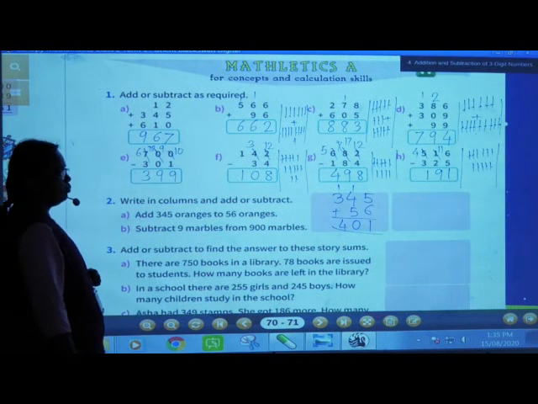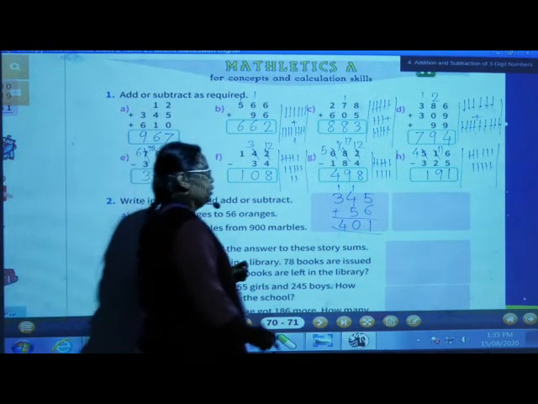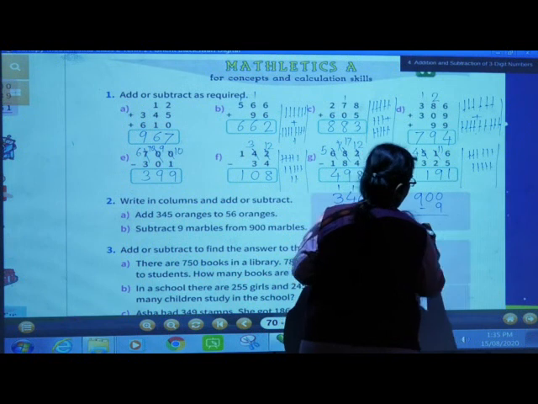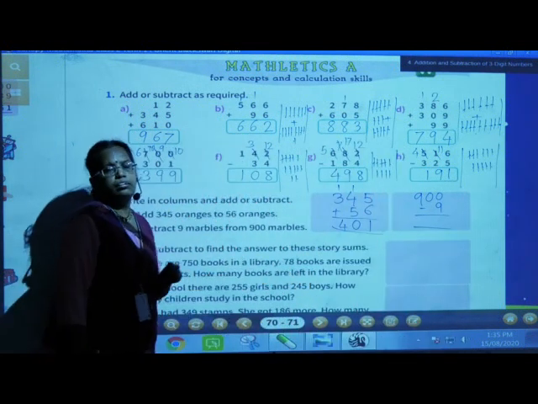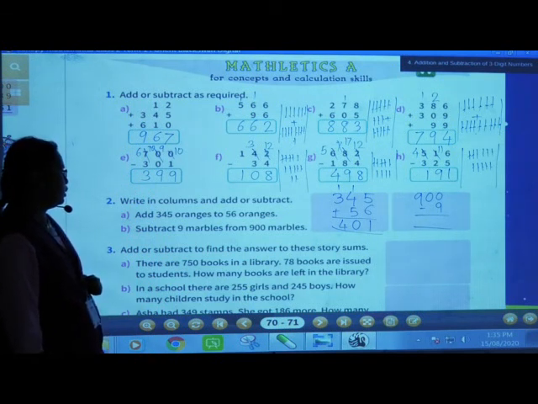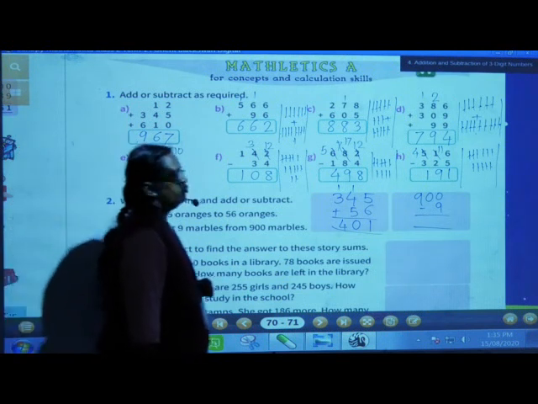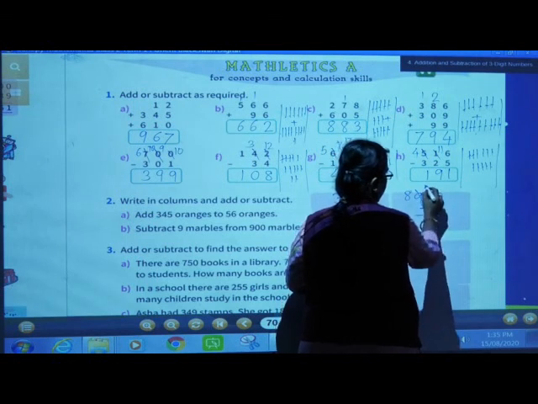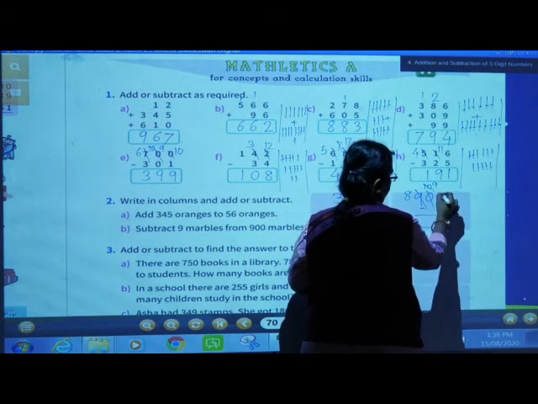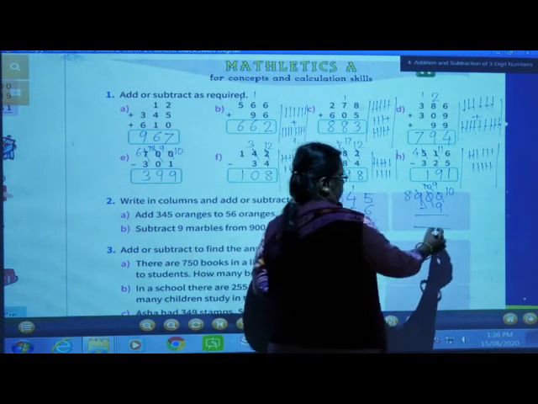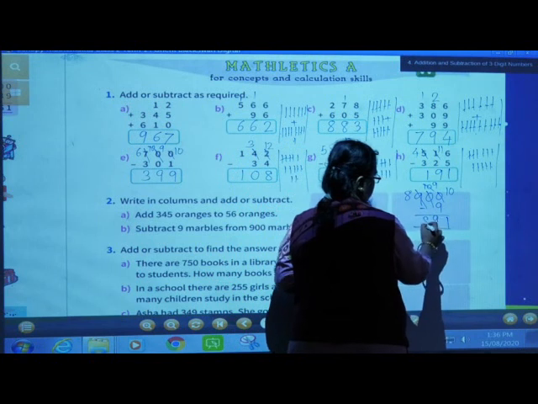Now subtract 9 marbles from 900 marbles. So 900 minus 9. How will you do this? You will do 8, then here 10, then again 9 and here 10. So 10 minus 9 is 1, then 9 and 8.